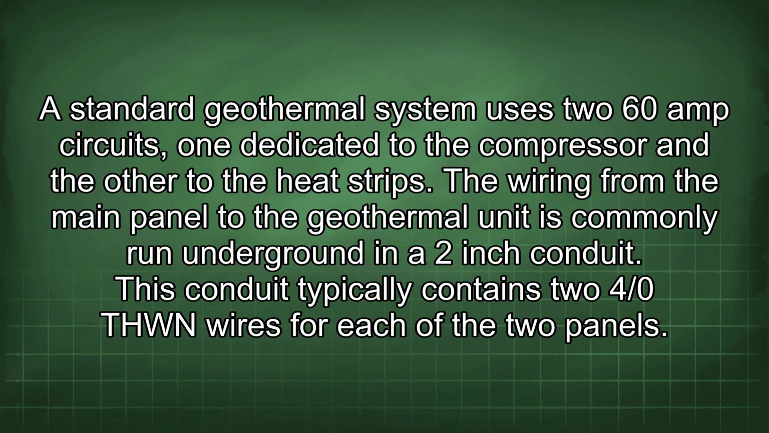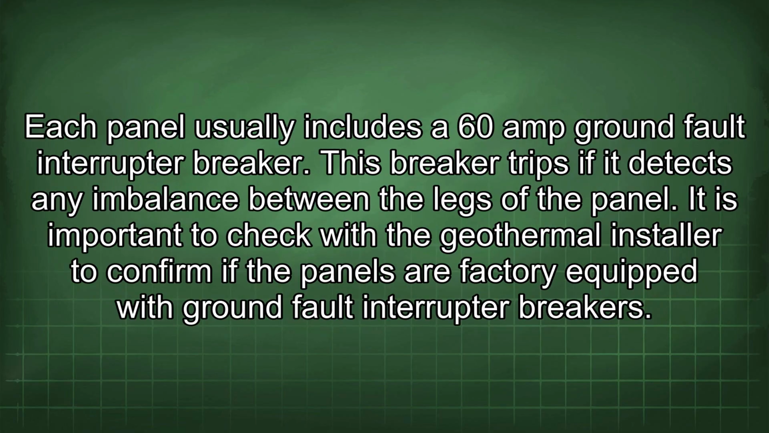The wiring from the main panel to the geothermal unit is commonly run underground in a 2-inch conduit. This conduit typically contains two 4/0 THWN wires for each of the two panels. Each panel usually includes a 60-amp ground fault interrupter breaker. This breaker trips if it detects any imbalance between the legs of the panel.